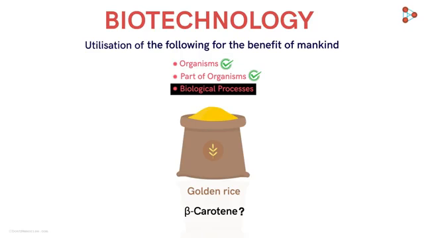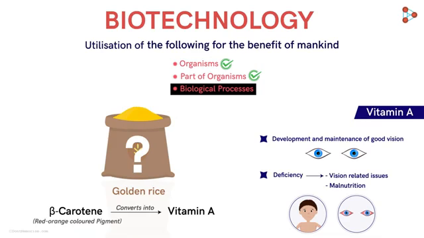And what is that? Beta-carotene is a red-orange colored pigment which gets converted to vitamin A in the human body. We all know the importance of this vitamin. It is most essential for the development and maintenance of good vision. The deficiency of vitamin A causes vision-related issues and malnutrition. Any idea why only rice was chosen for modification? That was because the staple diet for a majority of the population in the areas affected with vitamin A deficiency was rice. So to minimize the deficiency, this variety of rice was developed.